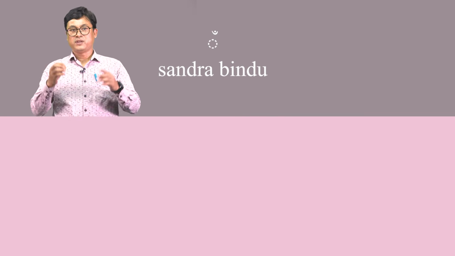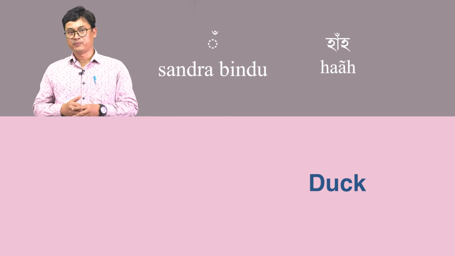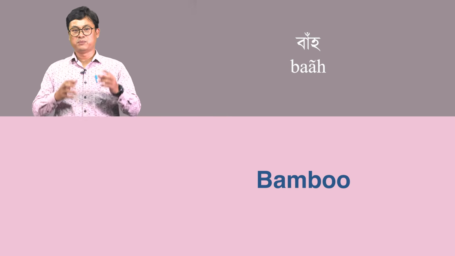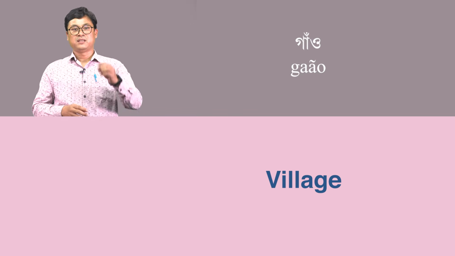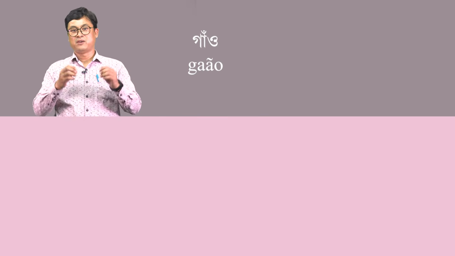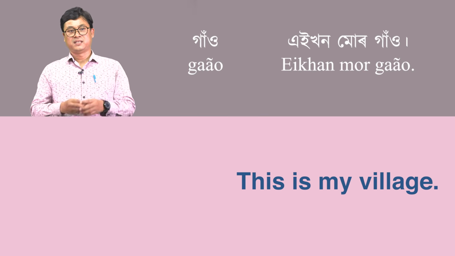Chandrabindu, we can have Assamese words like ha, which means duck, ba, which means bamboo, and gao, that means village, using Chandrabindu. Let's make one sentence using the word gao. Eikhon mur gao, which means this is my village.